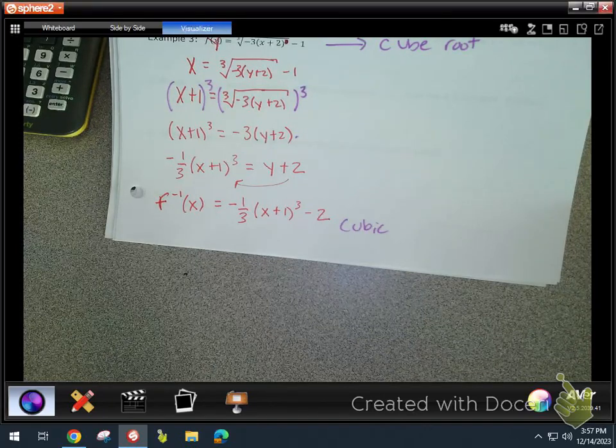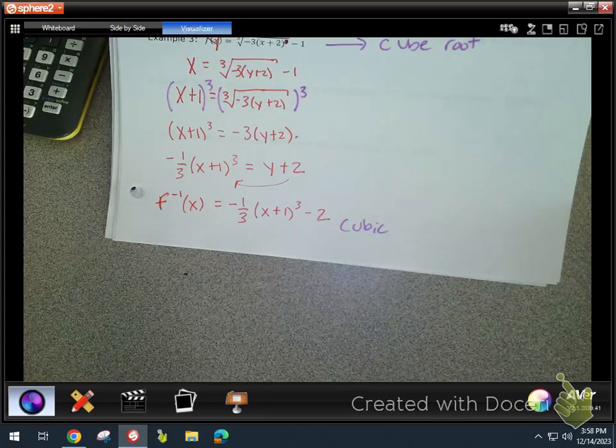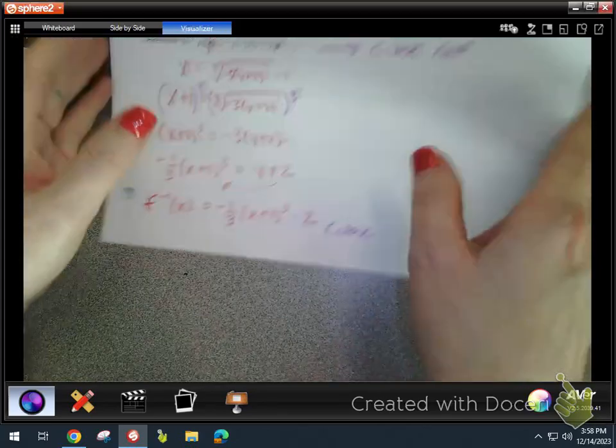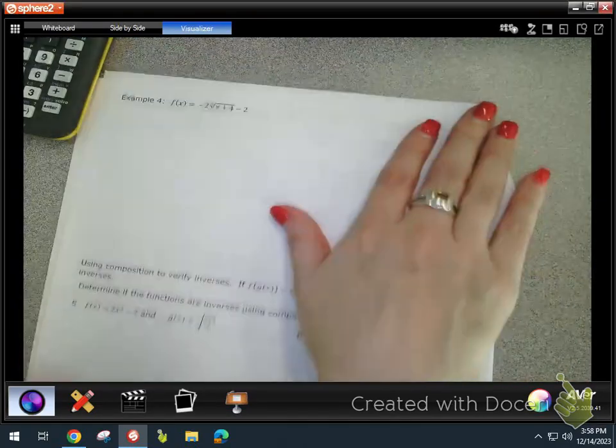Try example 4 really quick, and then we're going to talk compositions. That will not take very long, and then it'll be homework time, because you have a homework check next time.